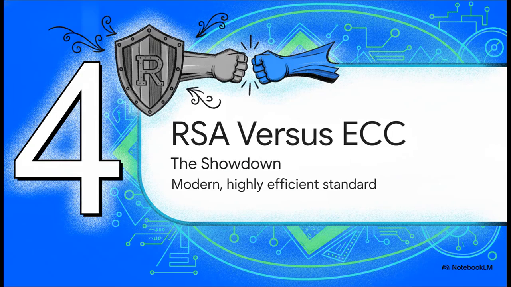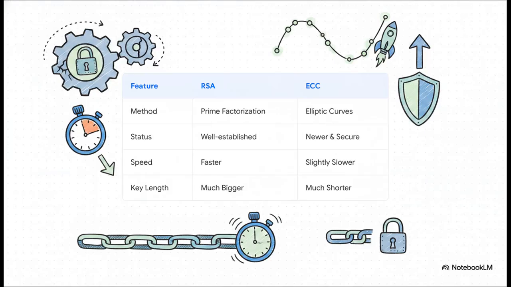Which brings us to Chapter 4, RSA versus ECC, the showdown. Contrasting these two methods really makes the future clear. RSA relies on prime factorization, while ECC uses the mathematics of elliptic curves. Status-wise, RSA is well established, it's faced decades of scrutiny, but it's arguably heading toward the end of its tenure. ECC is newer, highly secure, and expected to scale up massively. Now, interestingly, RSA can sometimes run faster purely because of its mathematical simplicity, whereas ECC's complex nature requires a tiny bit more time. But the massive differentiator, the absolute deal-breaker here, is the key length.